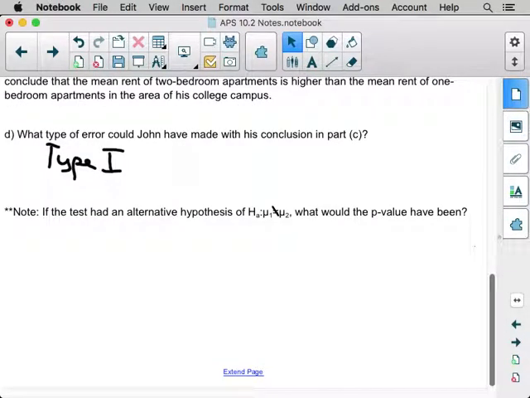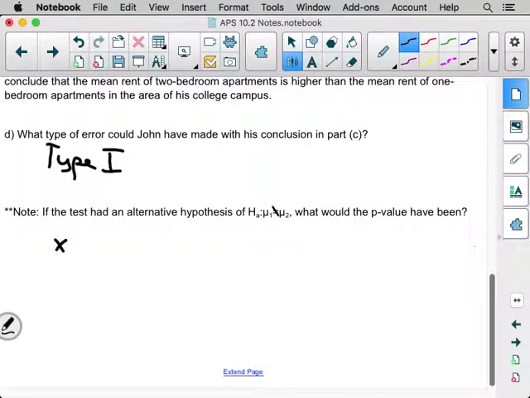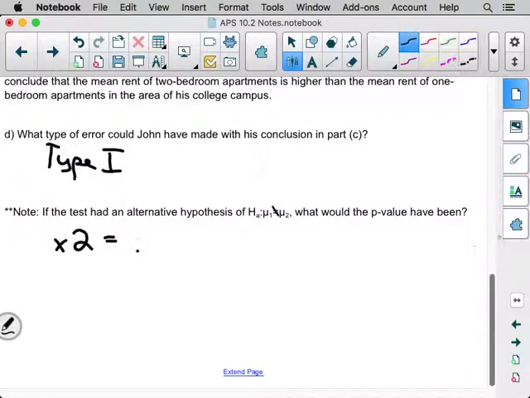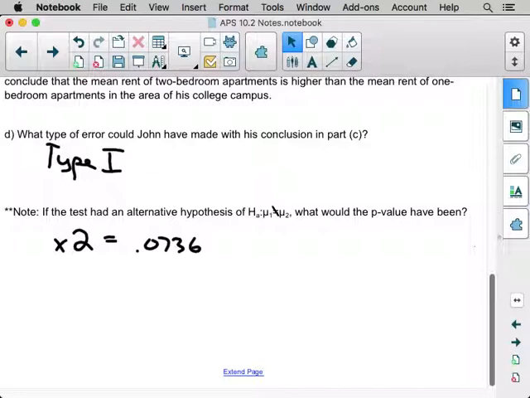And this is kind of what I was getting at earlier. What if the alternative had been not equal to? What would we have to do to that p-value we found a couple steps ago? Times it by 2. 0.0368 times 2 is 0.0736. So again, do watch for that.